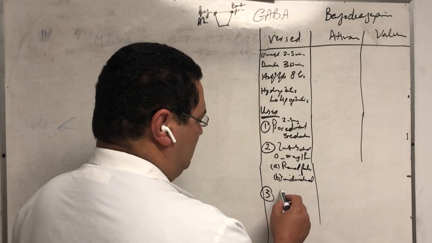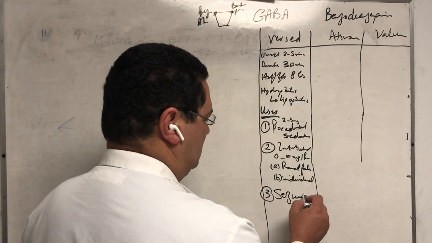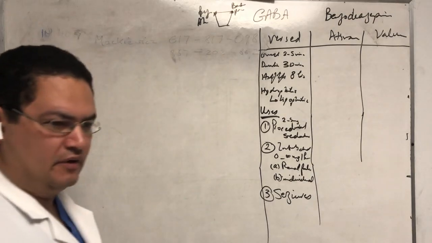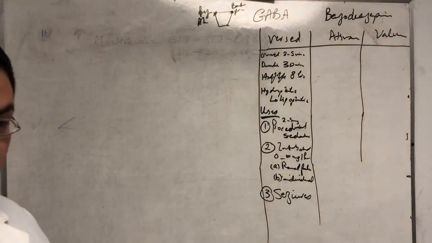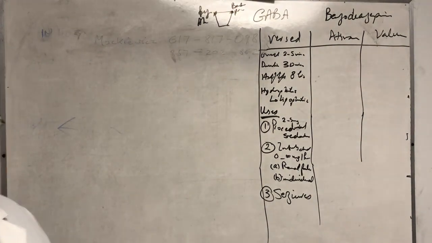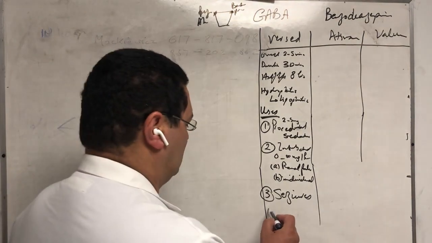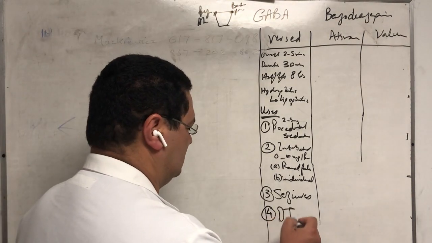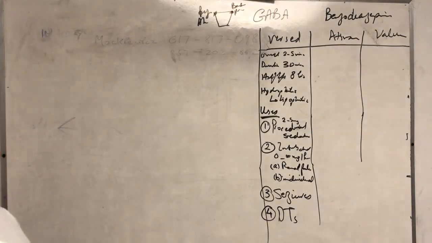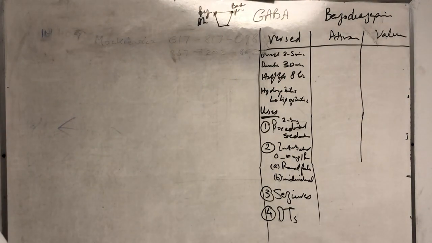Number 3, it can be used for seizures, but of course not preferred, because in 30 minutes you need to use something else. But if somebody's intubated, obviously you can use it on seizure, no problem. And then number 4, DTs. And also, again, not preferred for DTs because of the 30 minutes half-life. But if somebody's intubated, they can use it.